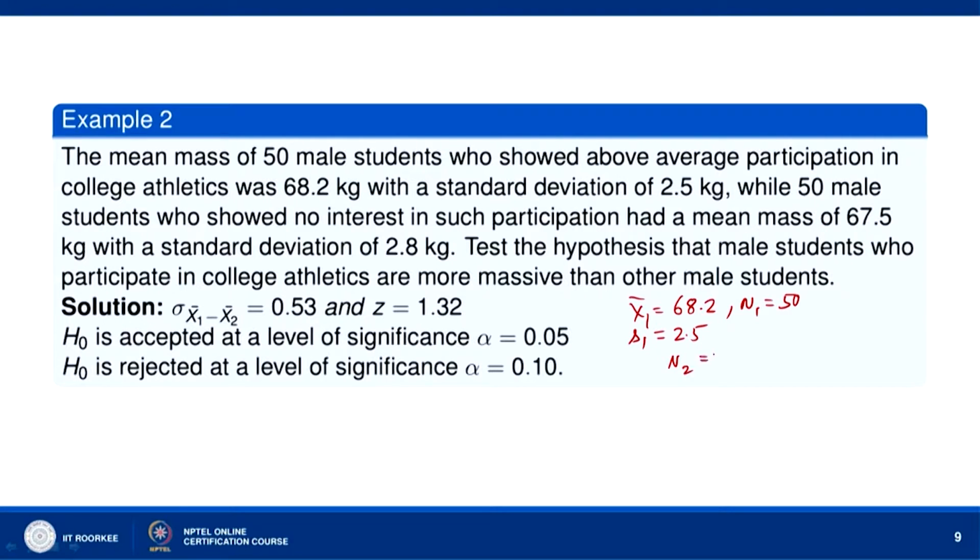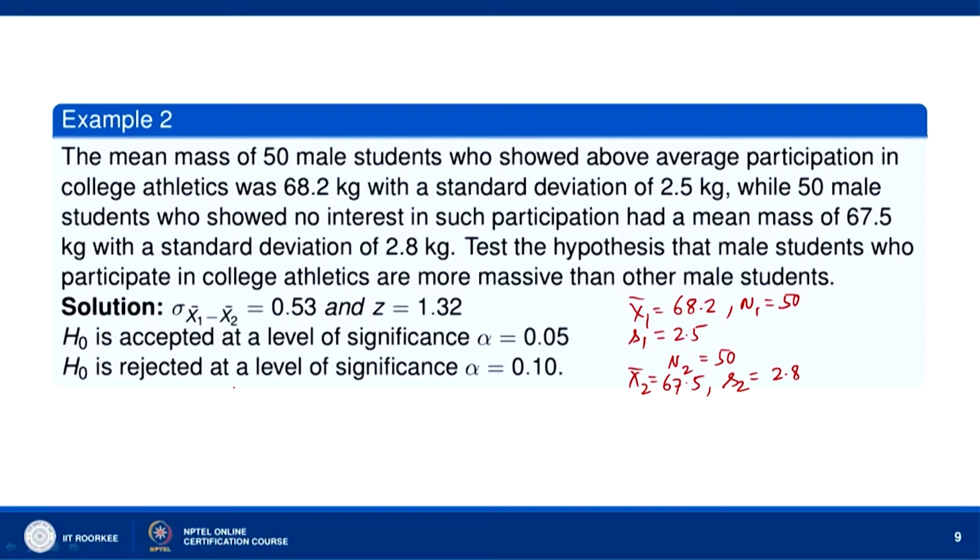While 50 male students who showed no interest in such participation have a mean mass of 67.5. So, N2 is equal to 50, x2 bar is equal to 67.5 with a standard deviation S2 equal to 2.8 kilograms. Test the hypothesis that male students who participate in college athletics are more massive than other male students.